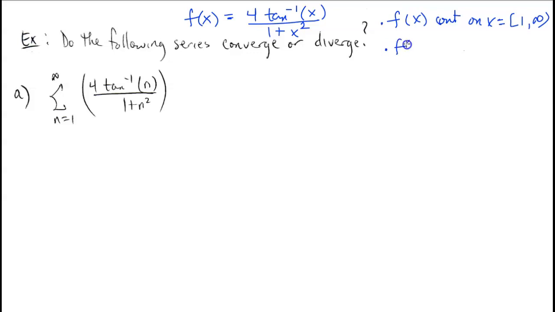We want to make sure that this function is always positive on this same interval. And the last thing we want to make sure is that our function here is ultimately decreasing. Okay, and I'm just putting ULT there for ultimately decreasing.